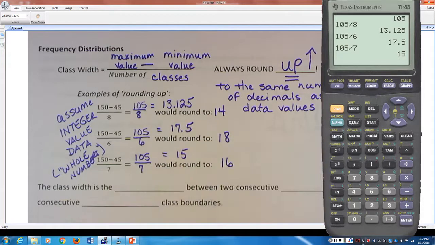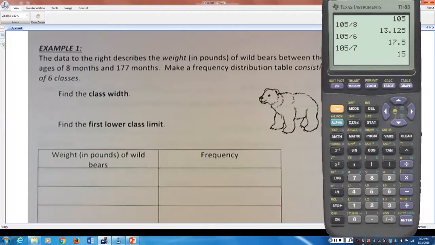So the class width would be 16. Even though it came out even, you still round up. Okay? Now, I know that doesn't make any sense to you why you would do that. So I'm going to show you why you have to do that, okay? So you've already got these notes. They're in the PowerPoint. Let's look at our example.